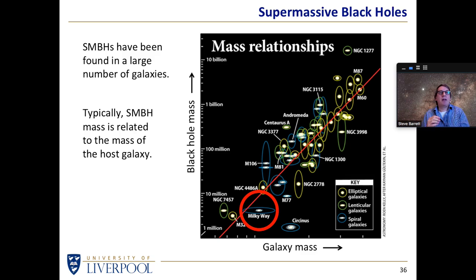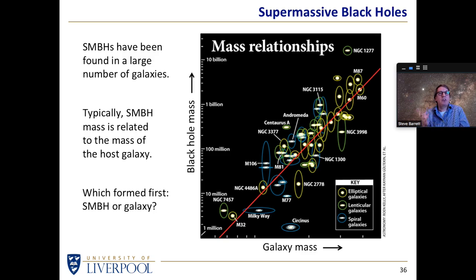But if we compare that, for instance, with the one we saw earlier, M87, that is a monster, both in terms of the size of the galaxy and in terms of the size of the black hole, some 6 billion solar masses. So we can see there appears to be a relationship between how big the galaxy is and how big the black hole at the centre of that galaxy is. But to some extent, we don't really understand why.